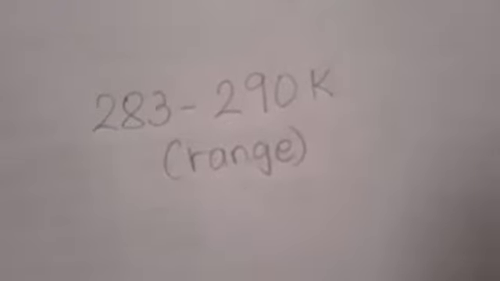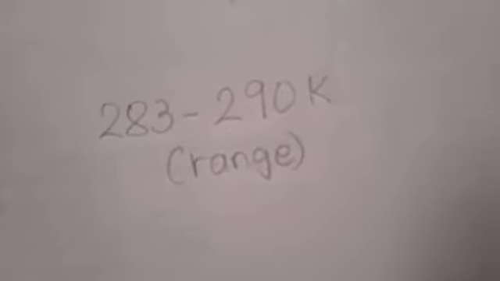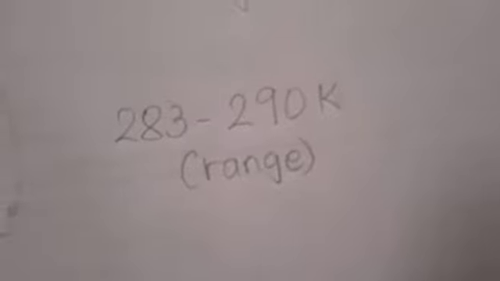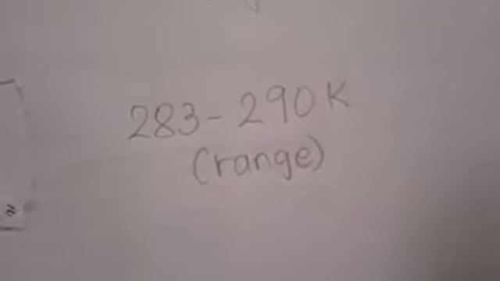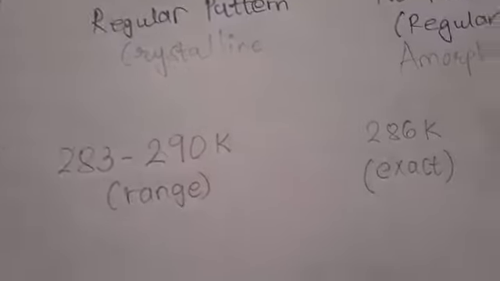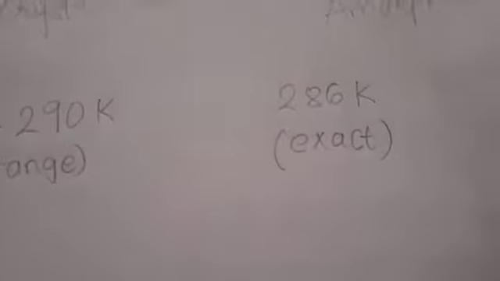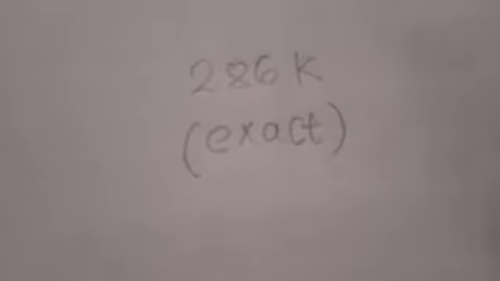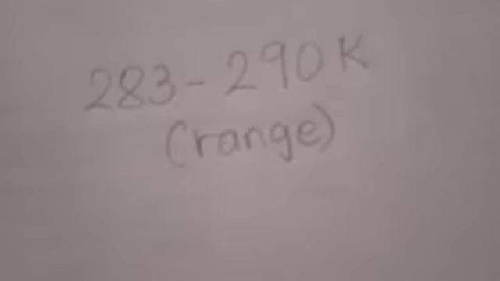So yes, I am going to show you, wait a second. So yes, you can see this. This is for my amorphous, that it consists of a kind of a range that is 283 to 290 Kelvin, right? This I have only taken as an example for range. This is not the exact thing, but yes, this is for my crystalline, that it shows my exact melting point, and this one shows me only a range.